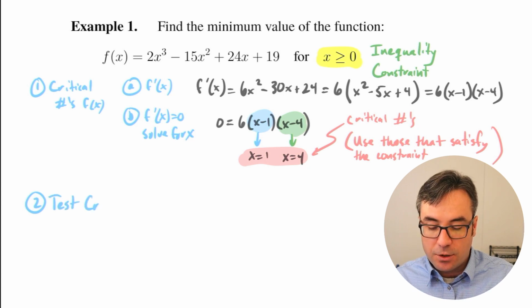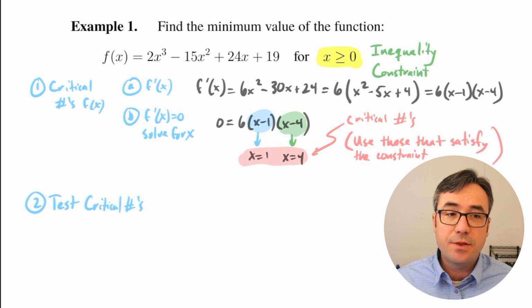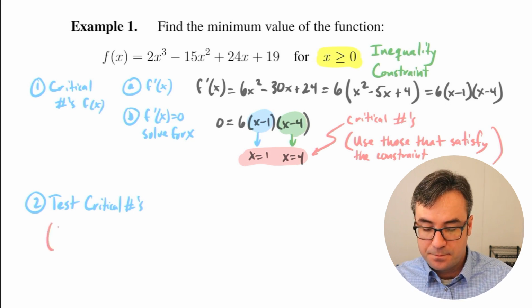So test our critical numbers. And when we do this, we have two options. We have our first derivative test and our second derivative test. So we can do either one. It really depends on which one you want to do.